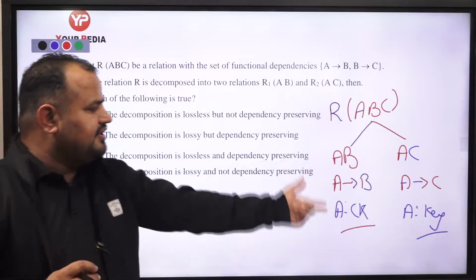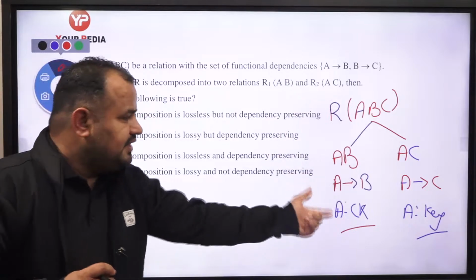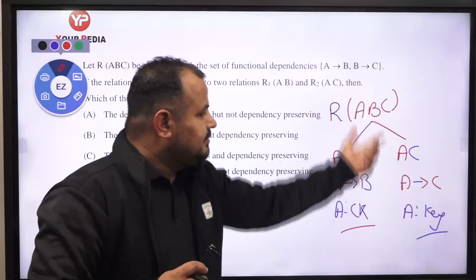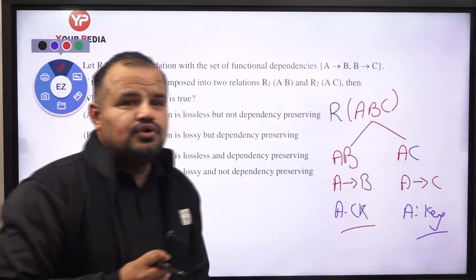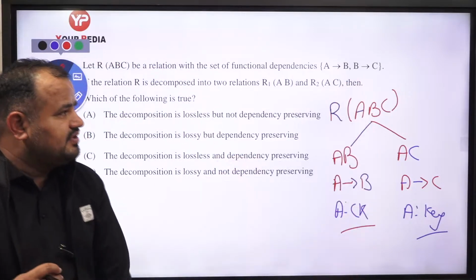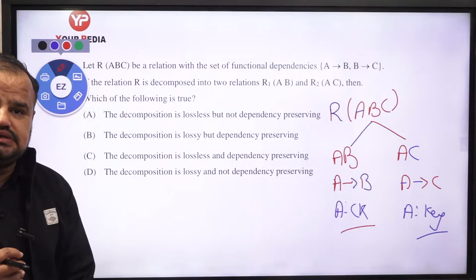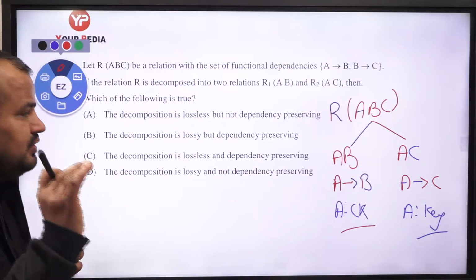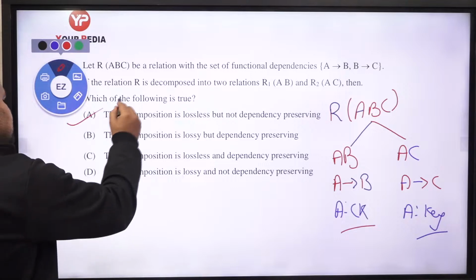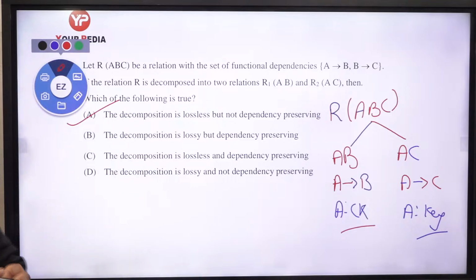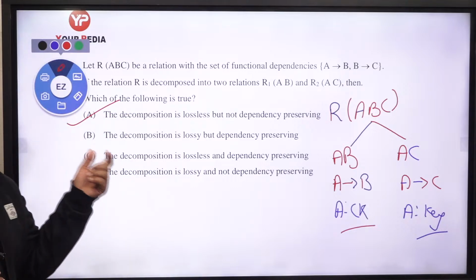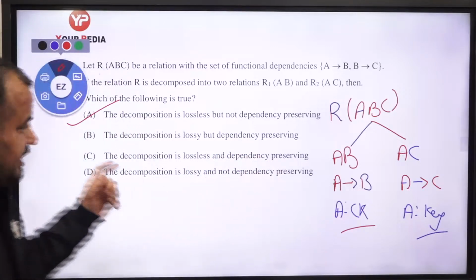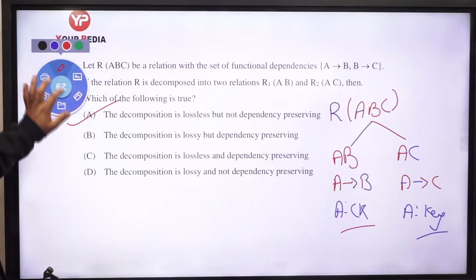But now tell me, is it dependency preserving? A determines B? Yes. But how do you get B determines C? No. There is no way to get or preserve the dependency B determines C. So, my dear students, it is lossless, but not dependency preserving. No one told me the right answer, only Nisu, that is A. A is the right answer. So my dear students, these are simple problems, but don't make silly mistakes, okay? Fine. Next.